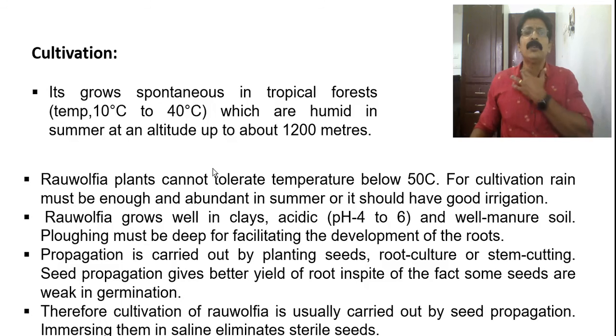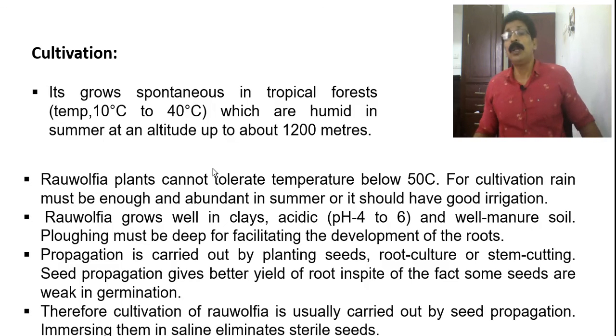It grows spontaneously in tropical forests, at temperatures of 10 to 40 degrees centigrade, humid in summer, at an altitude up to about 1200 meters. The Rauwolfia plant cannot tolerate temperatures below 5 degrees centigrade. For cultivation, rain must be enough and abundant in summer, or there should be good irrigation.